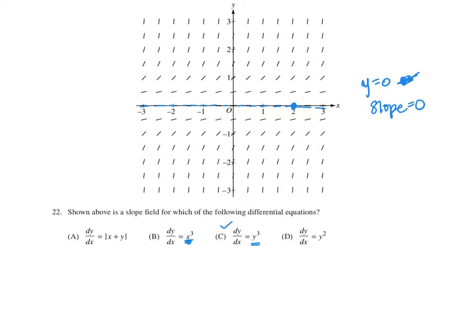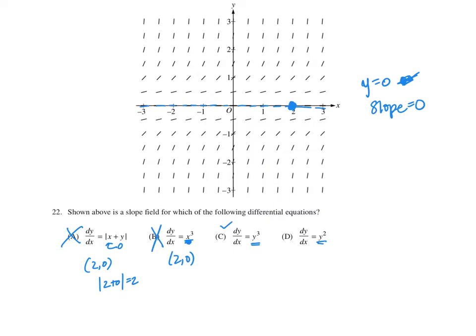So if I were to pick the point, say, 2, 0, that's going to give me a slope of 8. And at the point 2, 0, we know we have a slope of 0. So that cannot be B. If, again, my y is 0, my slope has to be 0, and this one will be influenced by the x-coordinate. So again, if you want to try the point 2, 0, that'd be the absolute value of 2 plus 0, which is 2, and we need a slope of 0. So I am liking C and D right now.